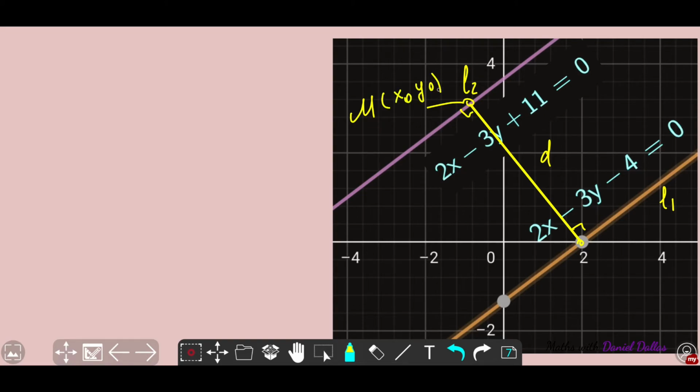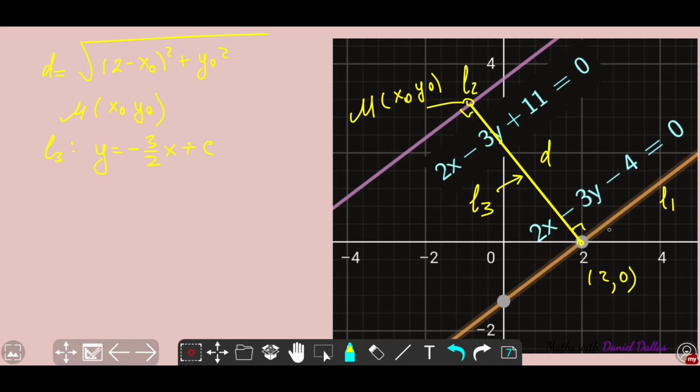So let's mark this line L3, and the general equation in gradient-intercept form for the line L3 is going to be -3 over 2 x plus c. Why did I take this value -3 over 2? Because the gradient for both lines L1 and L2 is 2 over 3. For the line L3, which is perpendicular, the gradient is going to be the negative reciprocal. Hope you understand that.